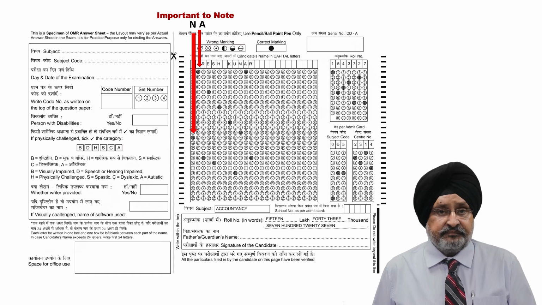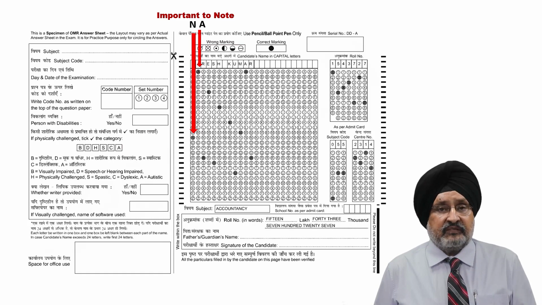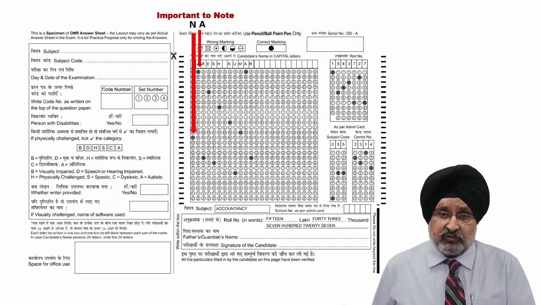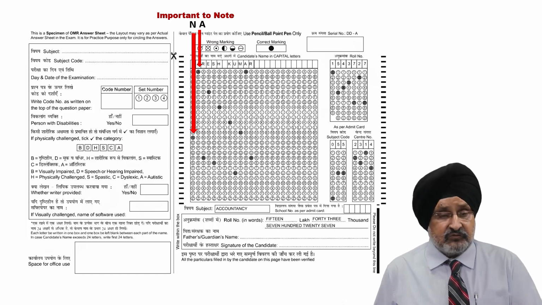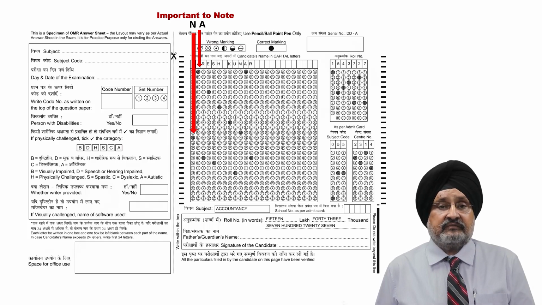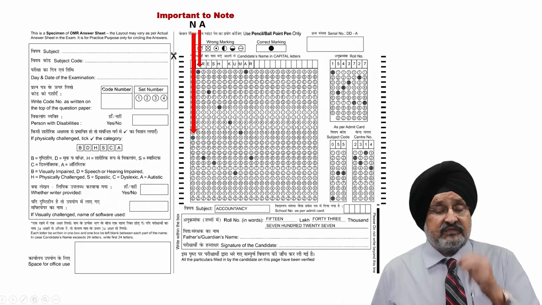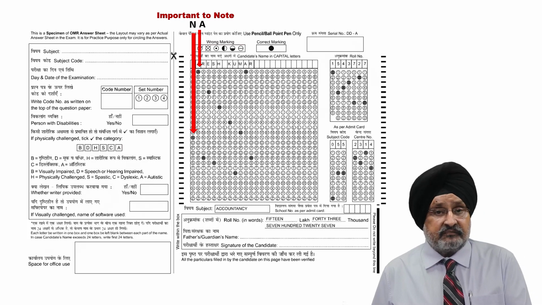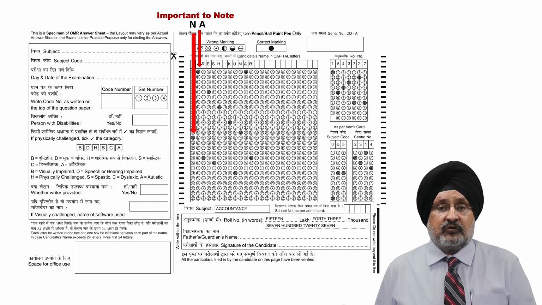Move slightly lower. There is a space for the subject code. The Accountancy subject code is 055. 0 is the first number. So in the first column, where the 0 row meets, that is the circle you have to darken. In the second column, where the 5 row meets, that is the circle you have to darken. And similarly in the third column, that way you have written 055, which is the subject code.